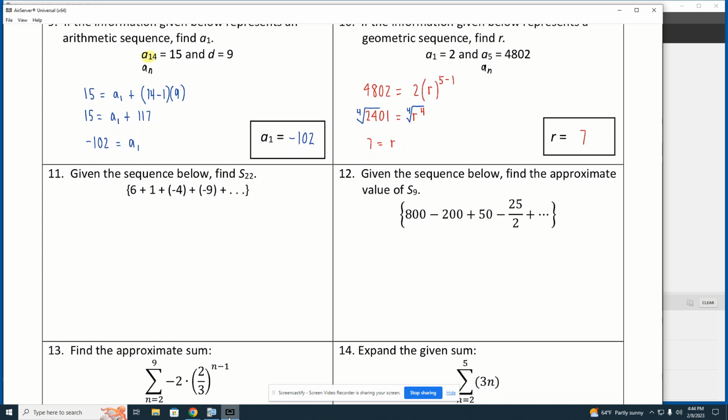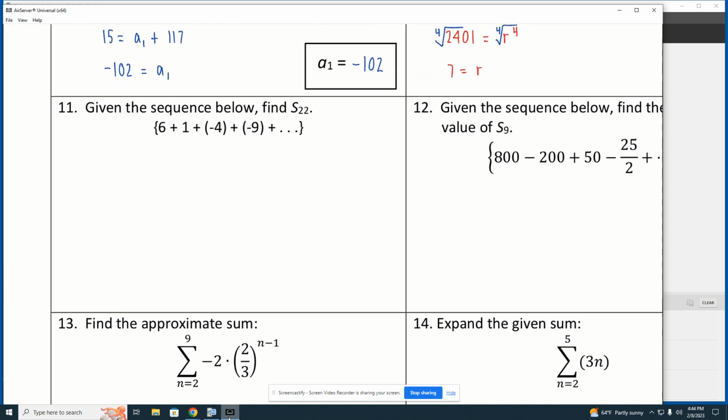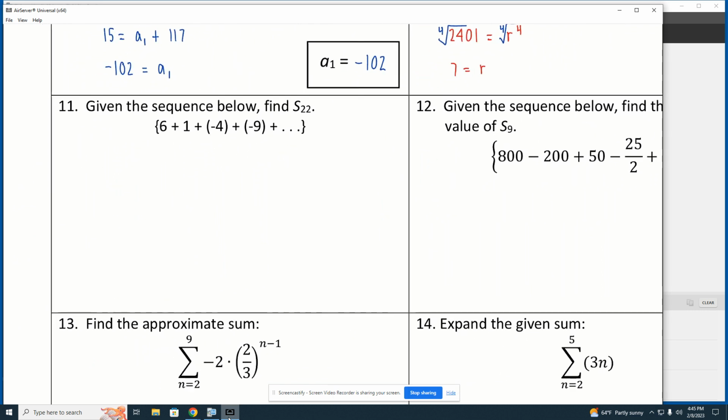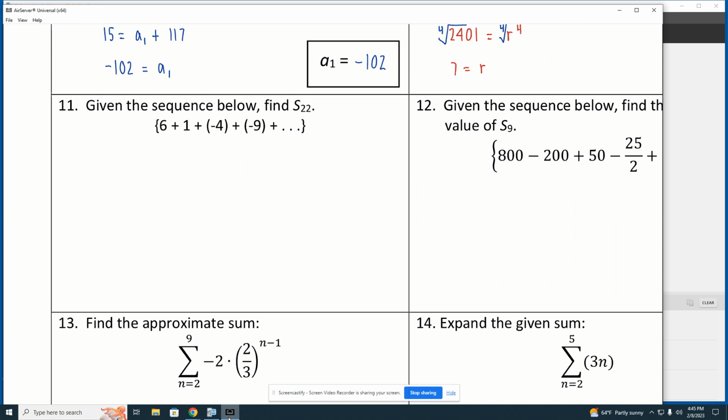Okay? Again, you're going to have problems on the test that look so much like these are not even funny. And I expect that you guys can do this. Okay? Now, number 11. Given the sequence below, find S sub 22. So remember, we're going to use the big sigma, and I'm going to do this from the 1st to the 22nd term for some equation. Well, what equation? That's what we've got to figure out.